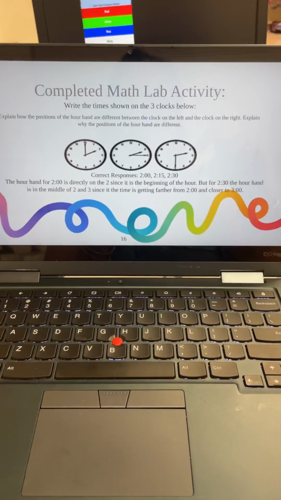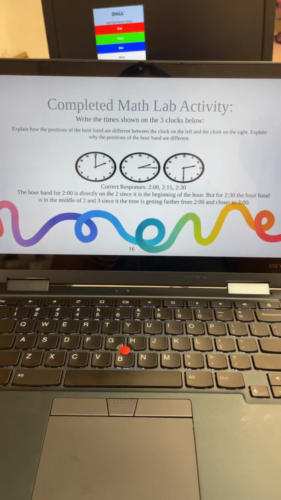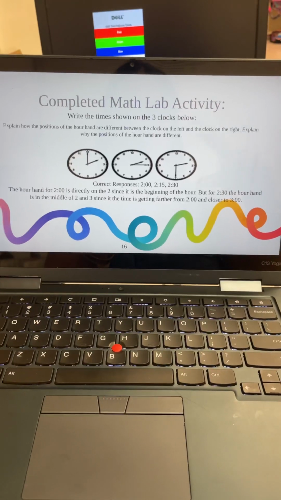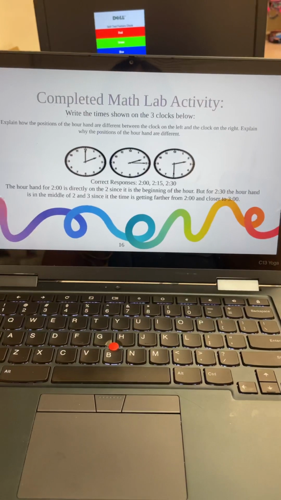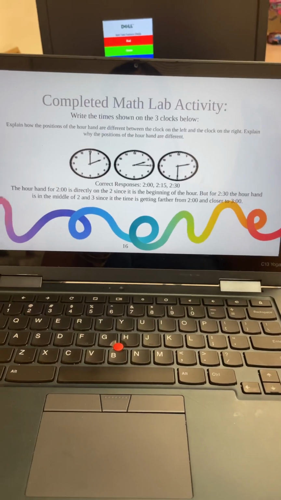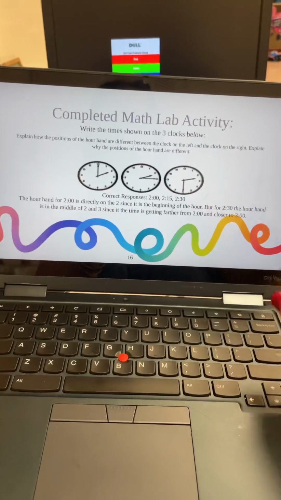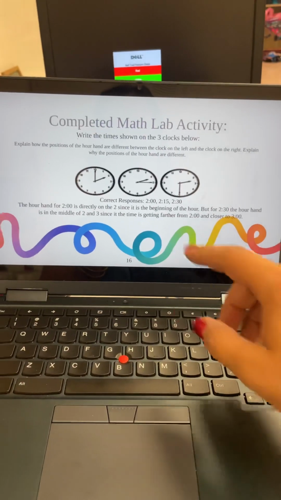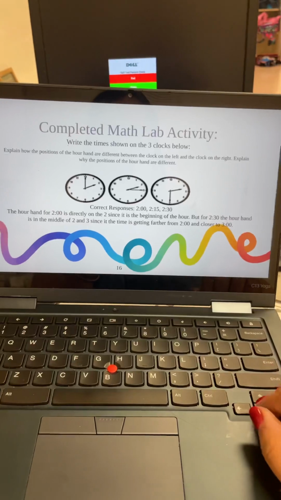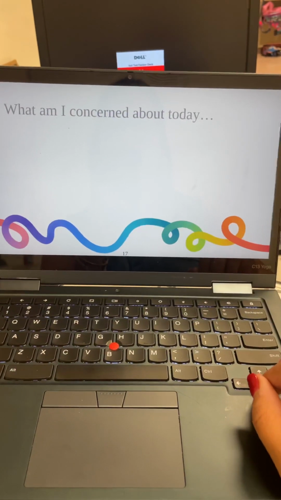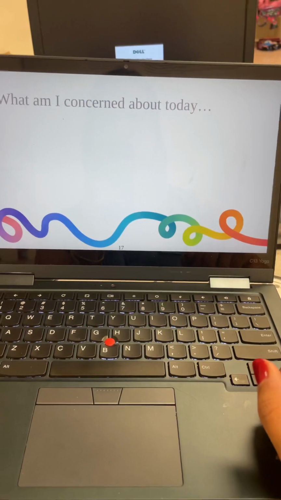Students could go around and look for clocks around the room that could represent this, or see how the clock has changed based on the directions the hands are pointing. And then I provided the correct responses that children should get for this math lab to identify 2 o'clock, 2:15, and 2:30.